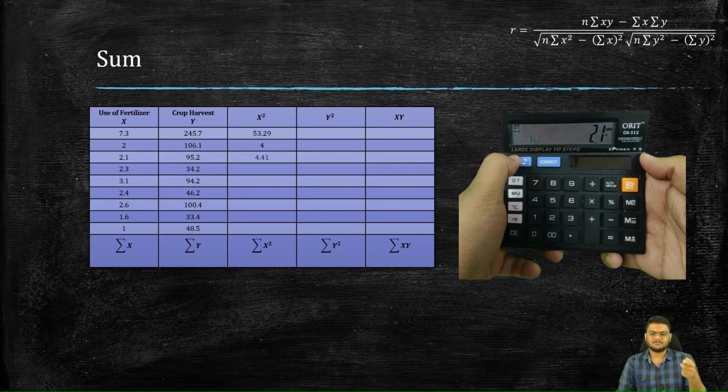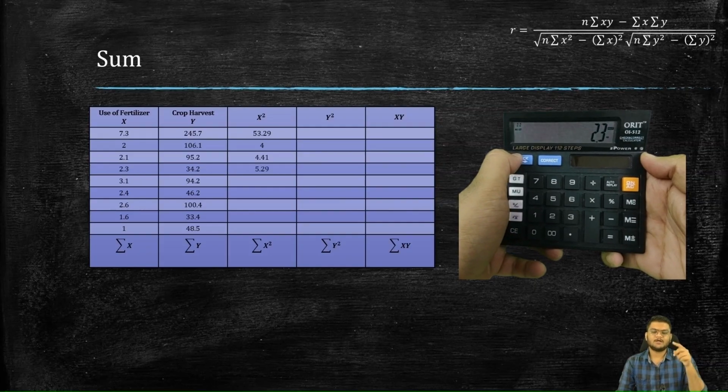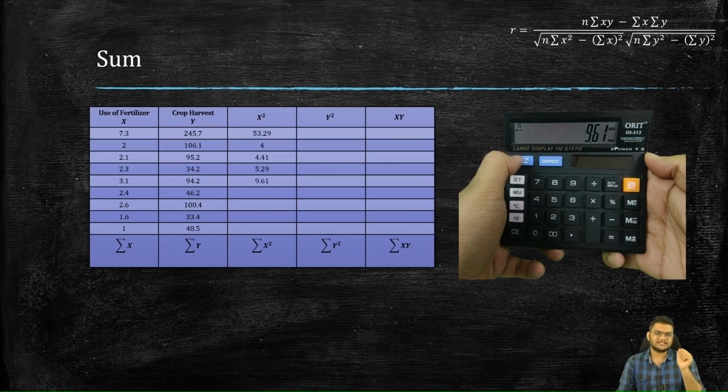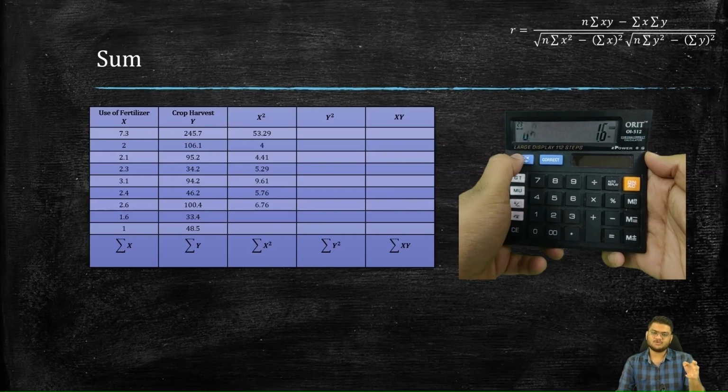Press the check button three times, and you will get 4, which is the square of 2. Press it again, you will get 4.41. Then 5.29. Then 9.61. Then 5.76. Then 6.76. Then 2.56. And then 1.